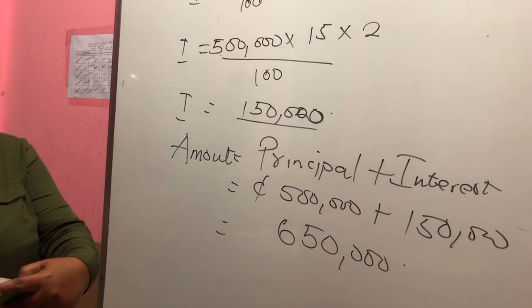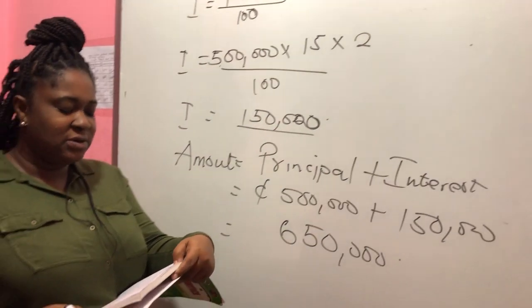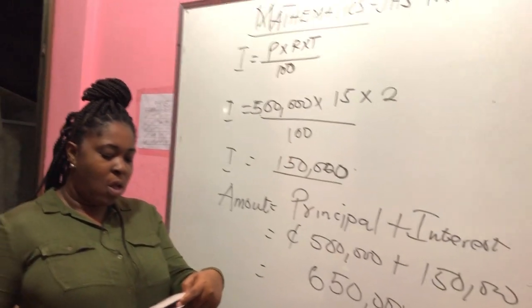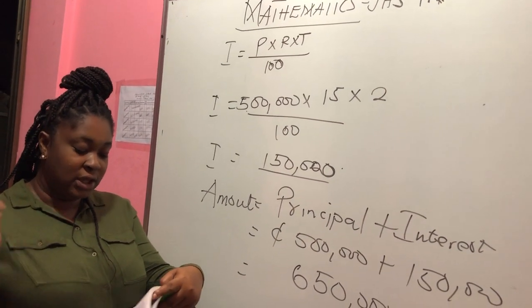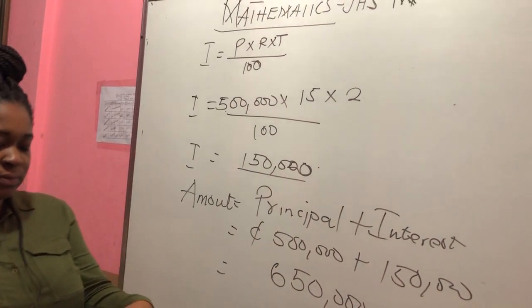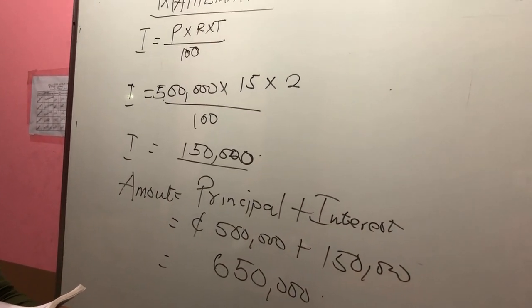Okay, final question. Let's go to question 15. Kofi paid rent of 1,800 cedis each year. If the rent is 0.3 of his annual income, find his annual income. Okay, so that is question 15 for you.